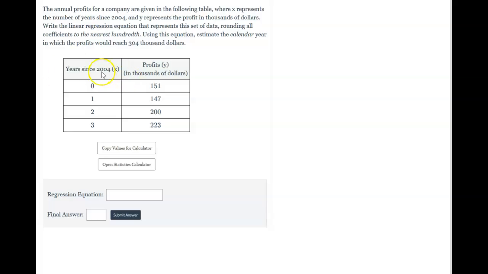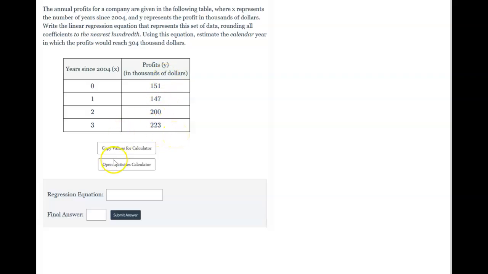We've got 2004, and 2004 is 0. 2005 is 1. 2006 is 2, and so on. And here's the profits in thousands of dollars. What we want to do is write an equation, linear regression equation, and we need to have the final answer to the question, like what year would it be where they reached close to $304,000. So you can see it's going up, right? So this is what you're gonna do.